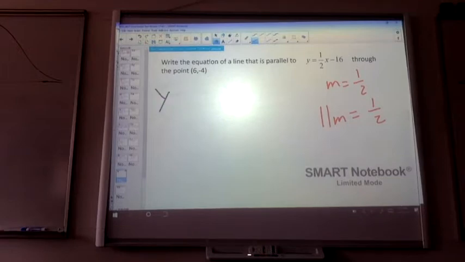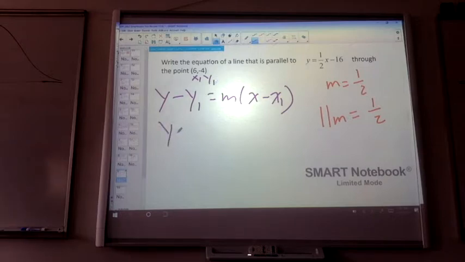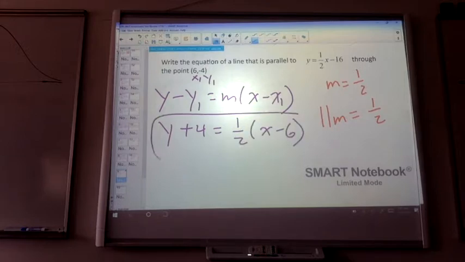Point slope. Good. Which is this. Okay? So this is my x1 and my y1 value, and I know my slope. So I'm going to go y minus negative 4, so y plus 4 equals 1/2 x minus 6. Can I leave my problem like this? No.